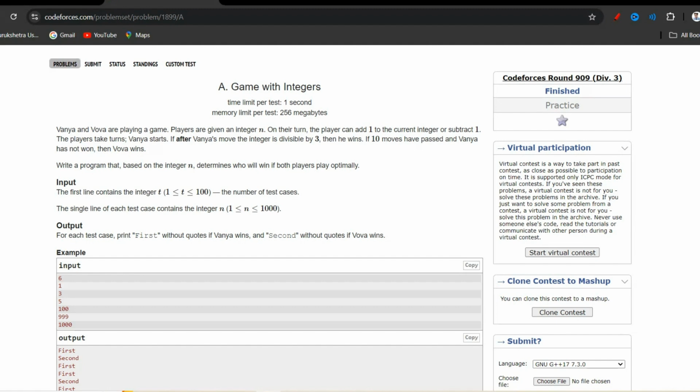So basically we have to write a program for n integers and determine who will win if both players play optimally. There is some input with constraints: t is 100, the number of test cases, and the value of n is up to 1000. Okay guys, so this is our question. Please pause this video and first of all think the logic by your own, and then just see this video. So guys, let's move on.